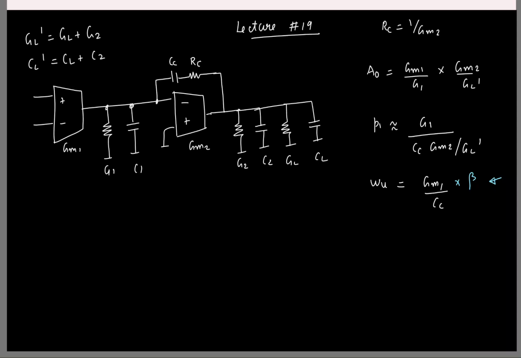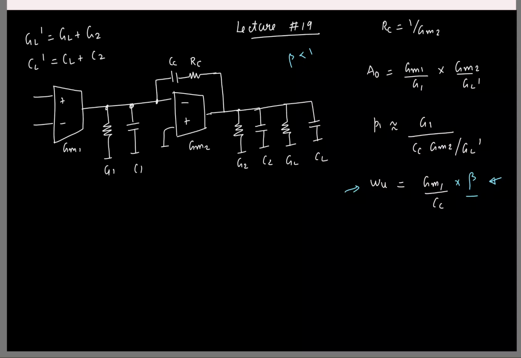Why? When I change the feedback factor, what all changes in the circuit? Gain changes. Basically A0 beta, the loop gain, changes. And what else changes? Omega U changes. Phase margin depends on what? Ratio of omega U by P2. P2 is not changing. Omega U is decreasing or increasing? Beta is less than 1 usually. If omega U decreases, what will happen to the phase margin? It will increase. If the second pole is far away from your omega U, it's good.